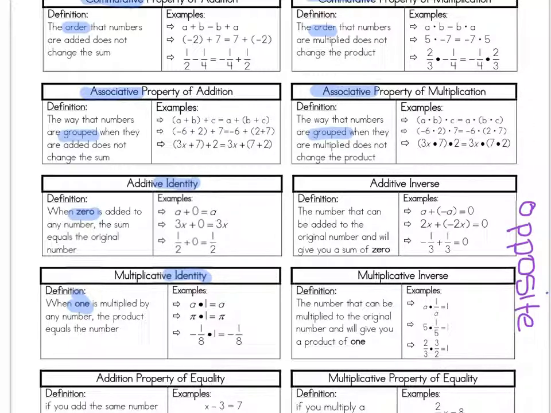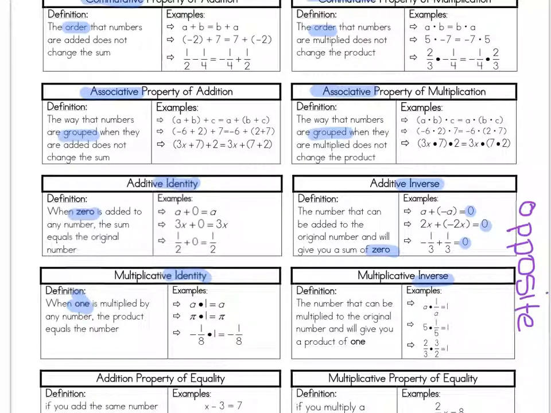So now we know that the additive inverse and the multiplicative inverse are opposites of one another. So let's read the definition. The number that can be added to the original number and will give you a sum of 0. So basically, when you add something to the number you start with, you should always end up with 0. That's for the additive inverse.